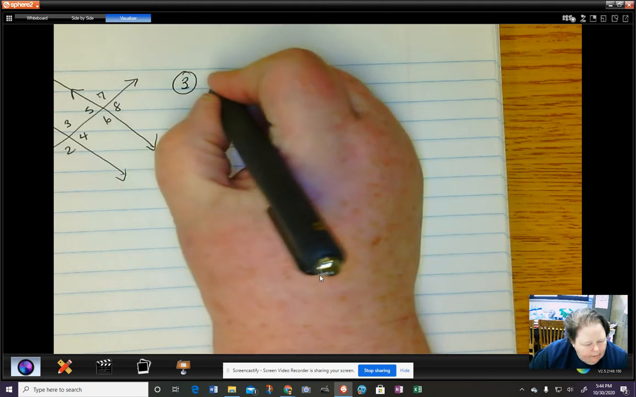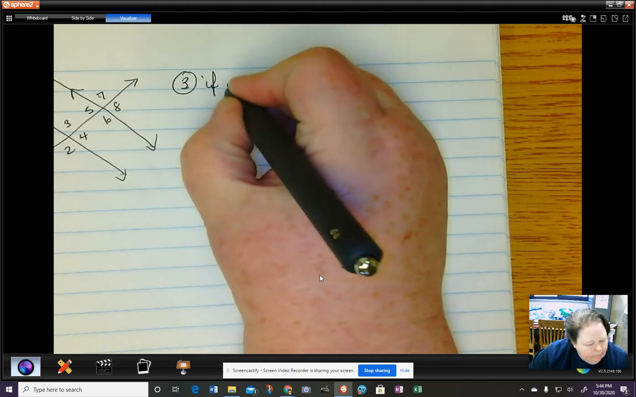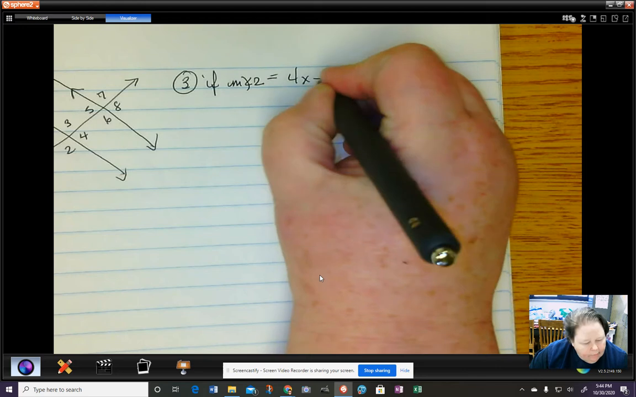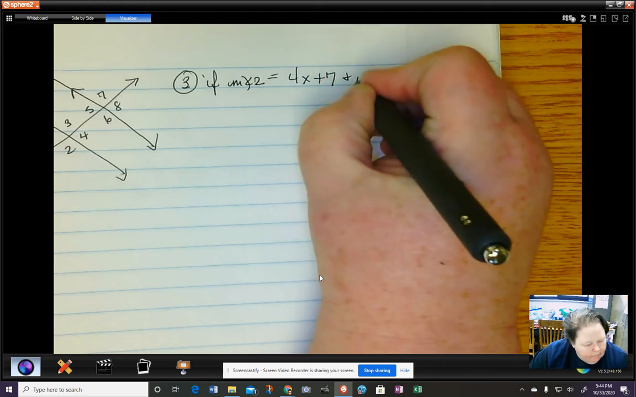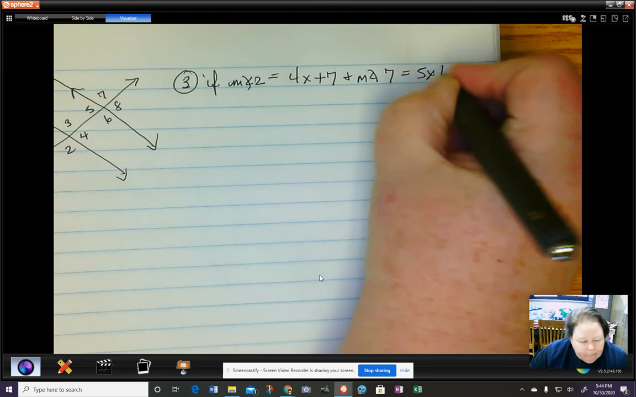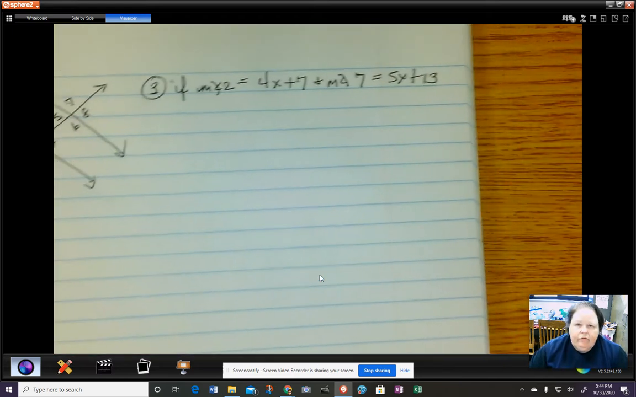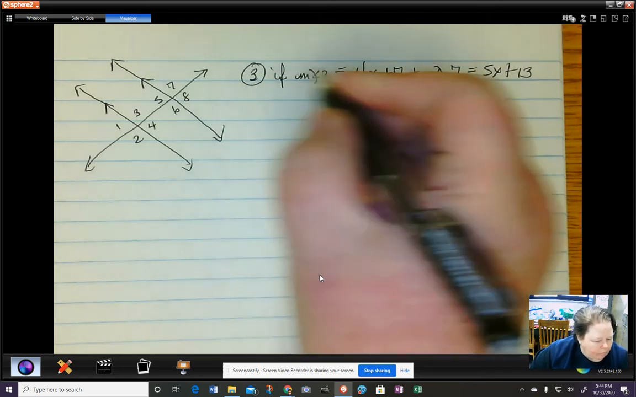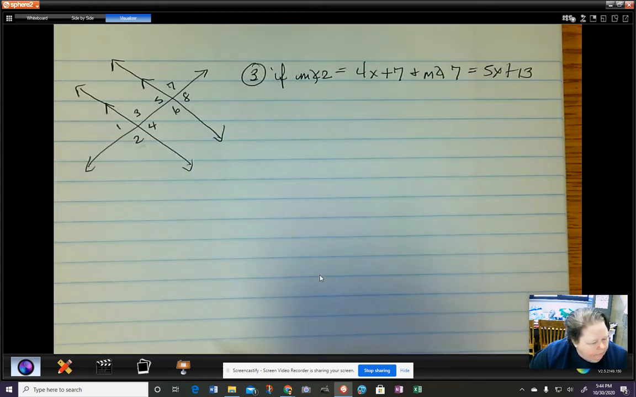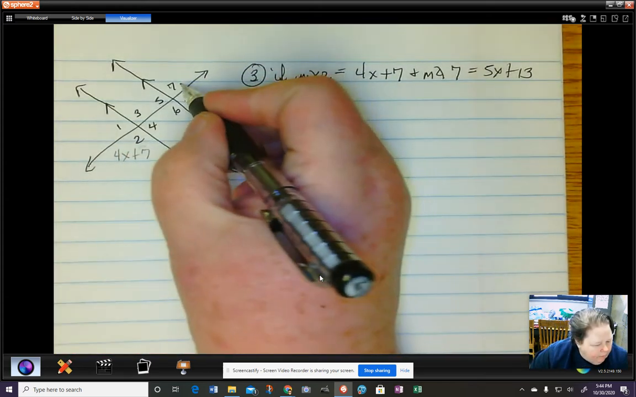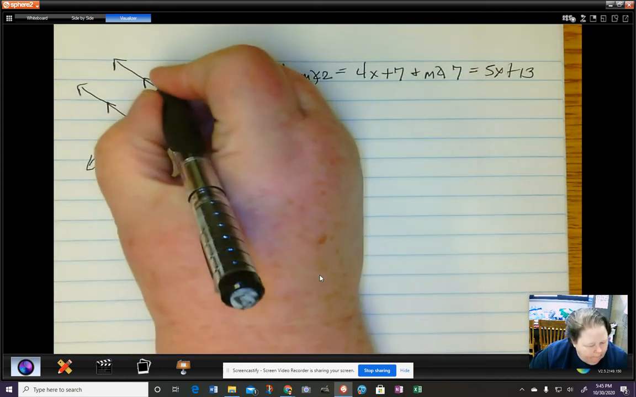Number 3, if the measure of angle 2 equals 4x plus 7, and the measure of angle 7 equals 5x plus 13, find x. Let's figure out what we know. Angle 2 is right here, and it is 4x plus 7. Angle 7 is up here, and it's 5x plus 13.